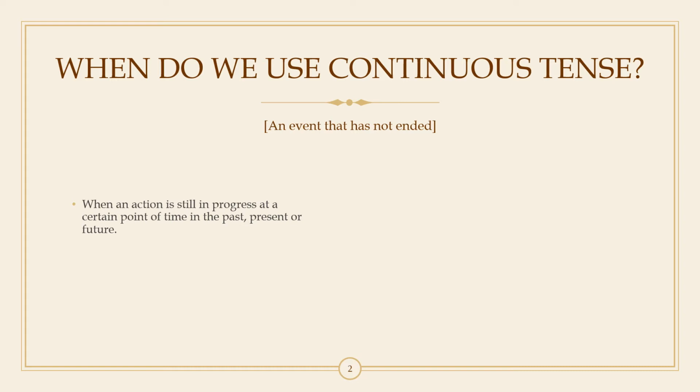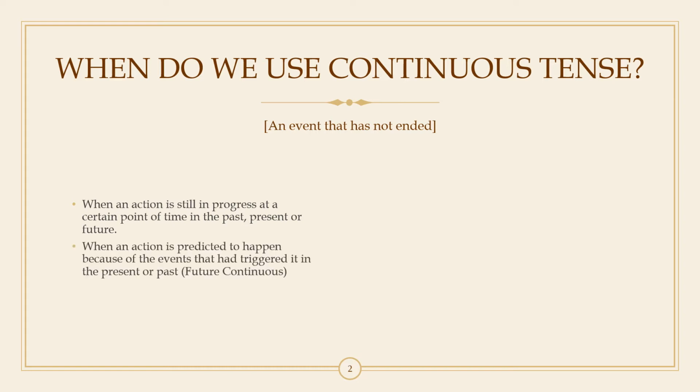Now, this is the actual definition of a continuous tense, but then it does not end there. And that is why we are looking at 8 different ways of looking at a continuous tense and not just one. The next point is that when an action is predicted to happen because of the events that had triggered it in the present or past, that will make it a future continuous tense. Obviously, there might be days when you will have to talk about events that have been triggered in the past and then it is continuing still into the present, right? So at this point of definition, you could use them for the future continuous tense.